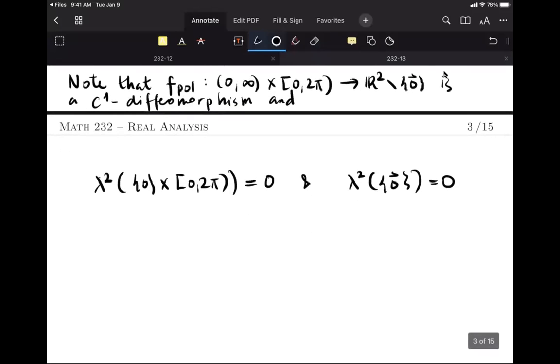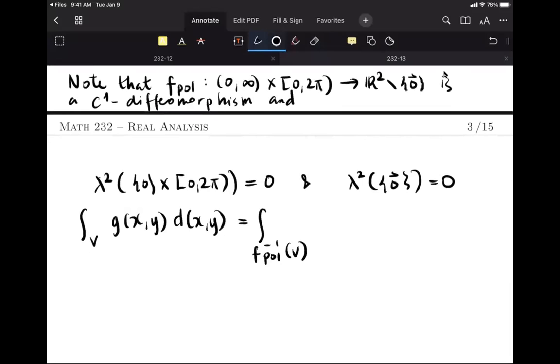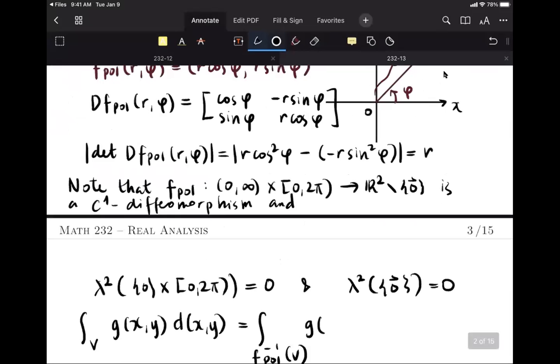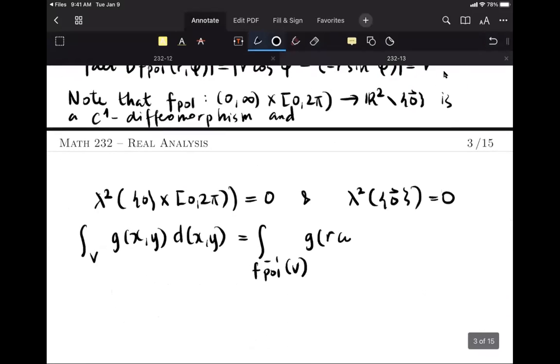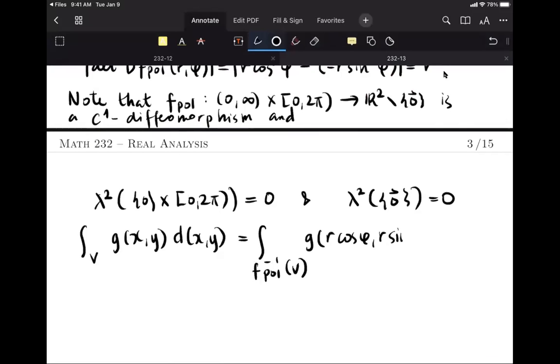So applying the transformation rule, so integrating, let's say, a function g, a non-negative function or an integrable function with respect to the variables x, y, it's the same as the integral of the inverse image under the polar transformation of g. Take note that here we have these components. So this is r cosine phi, r sine phi, with respect to the variables r and phi.